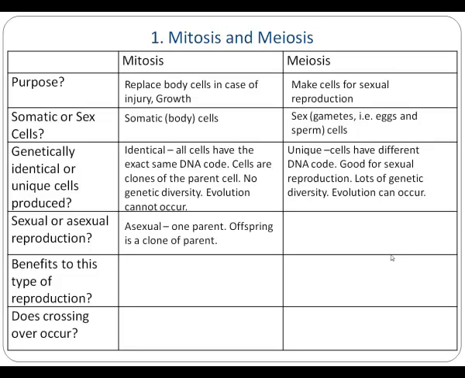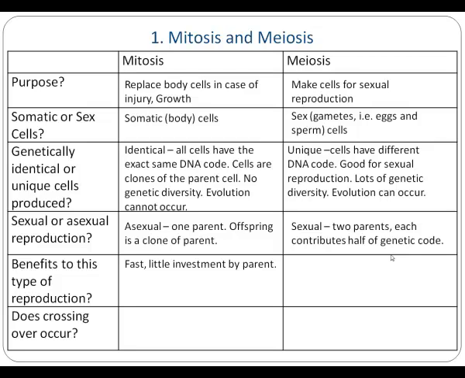Mitosis is asexual, which means one parent. The offspring is a clone of the parent, whereas sexual means two parents. Each contributes half of the genetic code, half from mother, half from father. What are the benefits to mitosis? It's fast, and the parent has to make very little investment. The benefit of meiosis is that each offspring is genetically unique. Does crossing over occur? No, not in mitosis, but it does occur in meiosis.